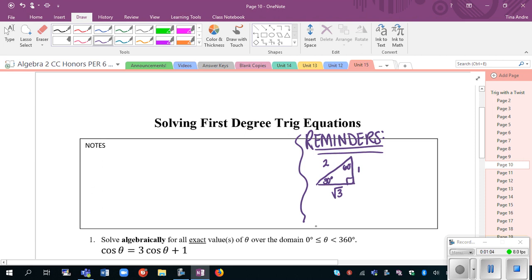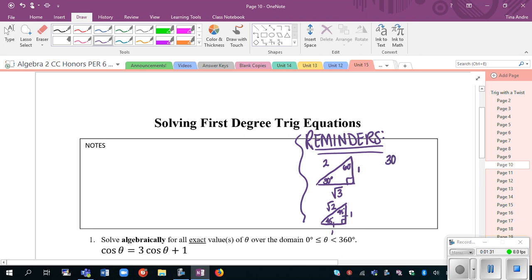We have our 45, 45, 90 right triangle, so our isosceles right triangle. Let me try to redraw this so that it looks more isosceles. So this is our 45, 45, 90. This is 1, 1, and then root 2 for the hypotenuse. And then just some quick conversion reminders.